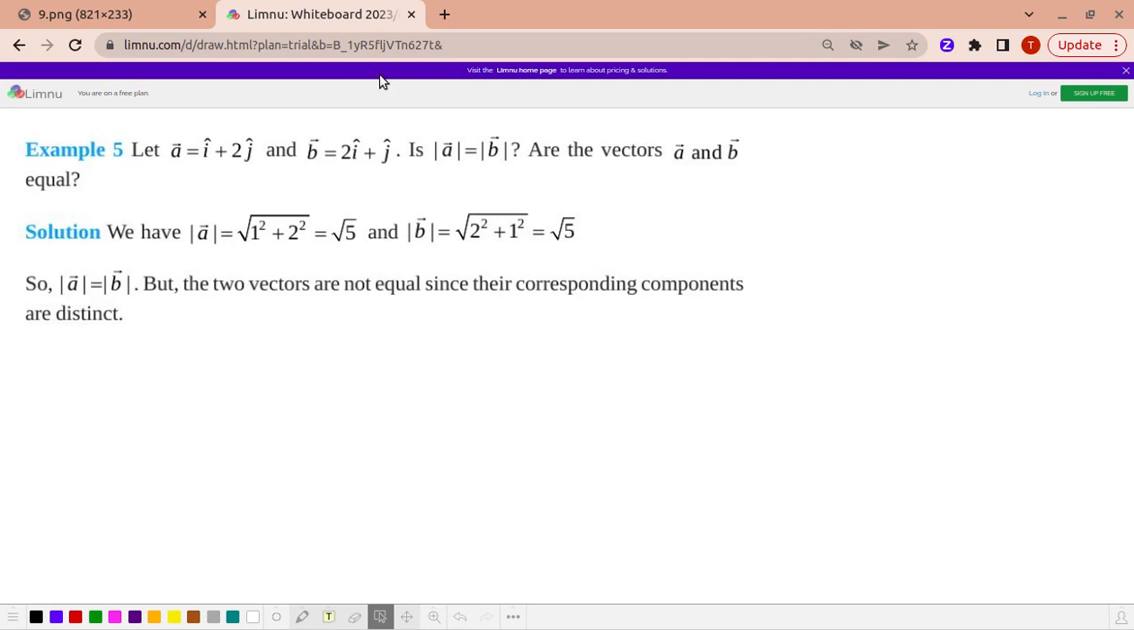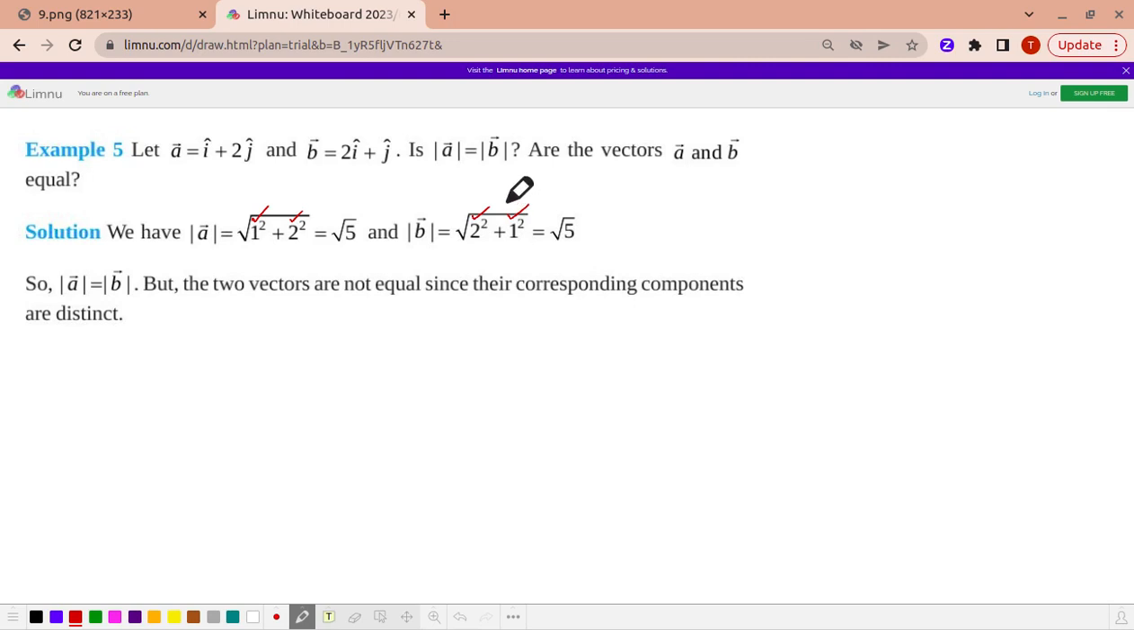So what is mod A? That is the square root of i component square plus j component square plus k component square. For the vector A there is no k component, so it is 1 square plus 2 square, which is equal to square root of 5. Similarly, mod of B is equal to square root of 2 square plus 1 square plus k component 0 square, which is the square root of 5. So the magnitude of vector A is equal to the magnitude of vector B, both are equal to square root of 5.